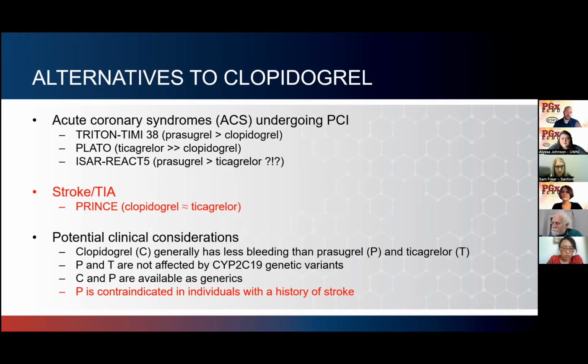There's a whole bunch of other clinical considerations. Clopidogrel generally has less bleeding. It's of course less effective in most cases. Prasugrel and ticagrelor are not affected by 2C19, or at least not in a meaningful outcome way. And clopidogrel and prasugrel are available as generic. So there are genetic effects, cost effects, and different side effects, all things that we have to consider with these.